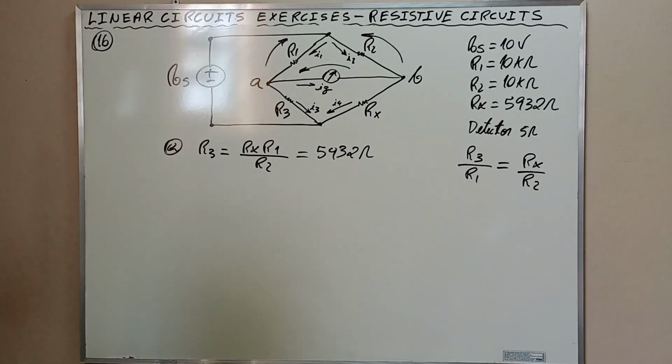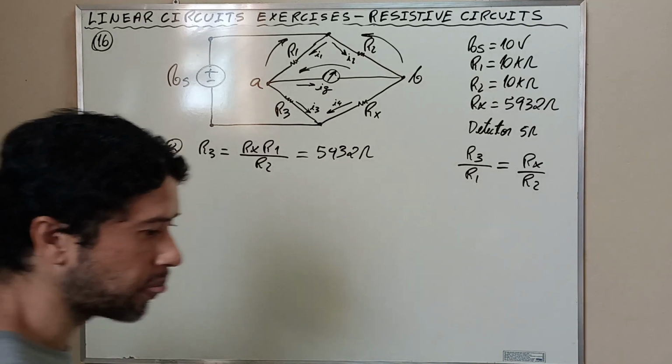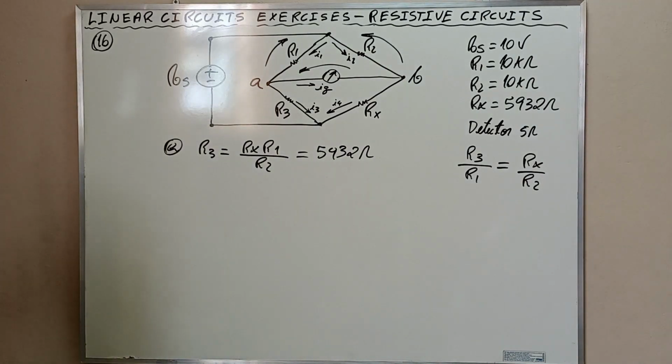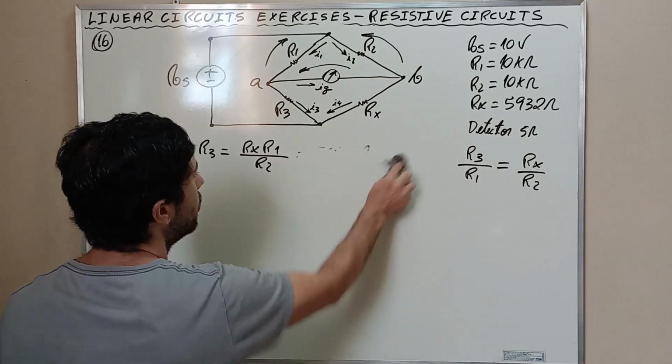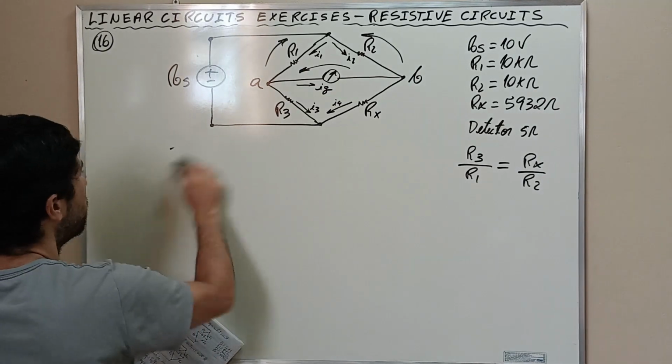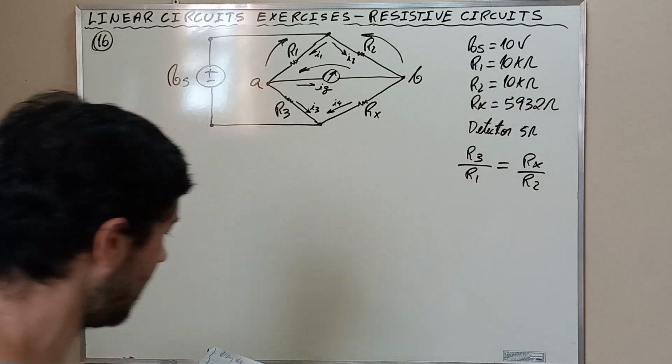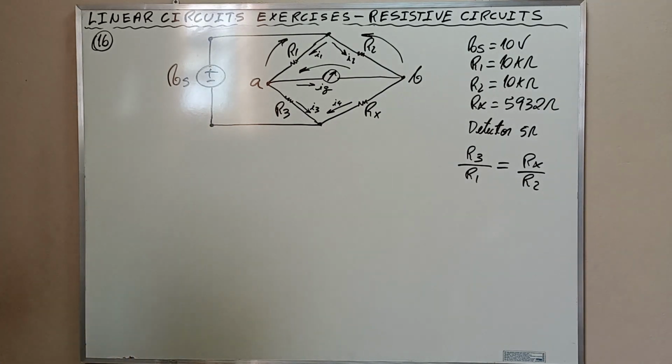Let's go to letter B now. What does the letter B want? Suppose that R3 is 1 ohm higher than the value found in part A. What is the current through the detector? Okay, I'm going to erase here to calculate what we need for letter B. Okay, let's go slow because letter B is a little bit harder than letter A.